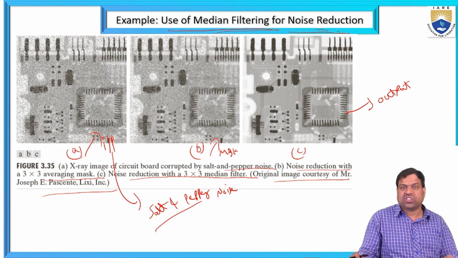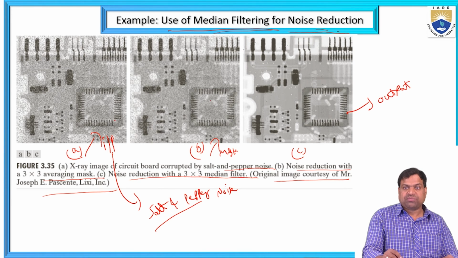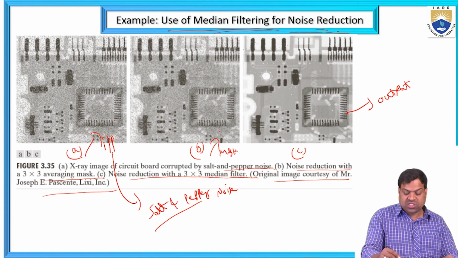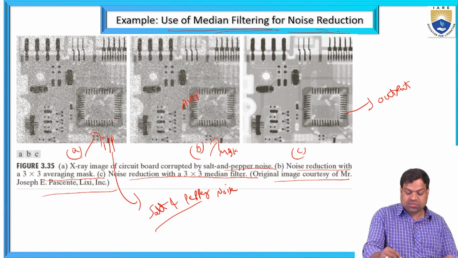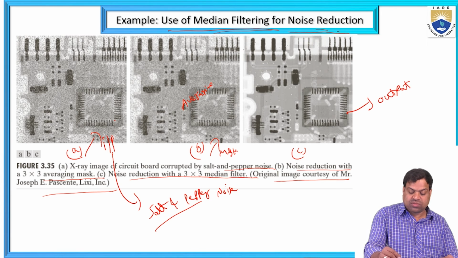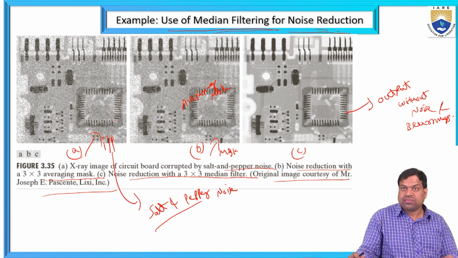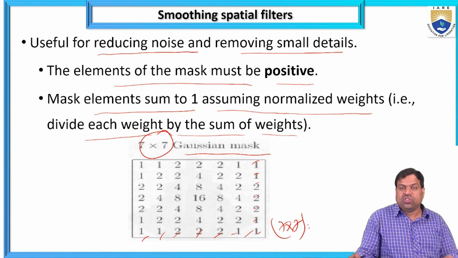What are the examples of use of the median filter? First, noise reduction. Okay, it is the input image. It is noise reduction with the 3 by 3 averaging mask. It is the averaging mask. Okay, so the output is without noise and blurrings. So what is useful here is the reduction of noise and removing of small details.